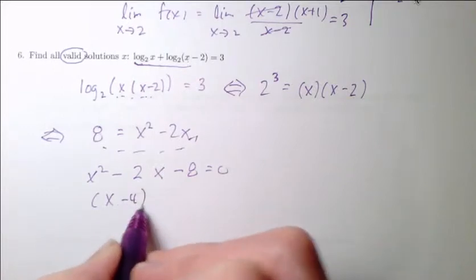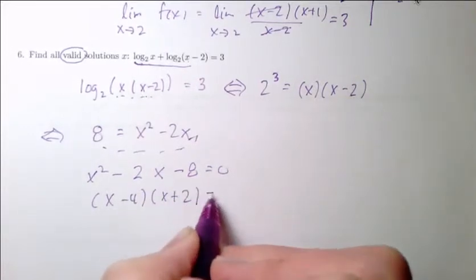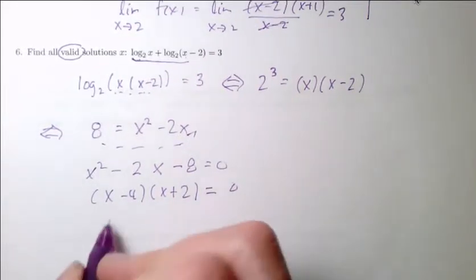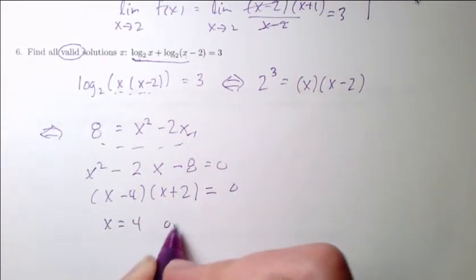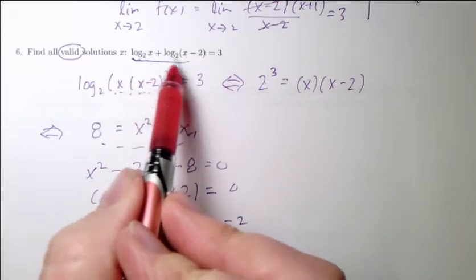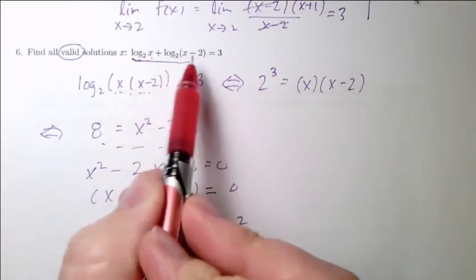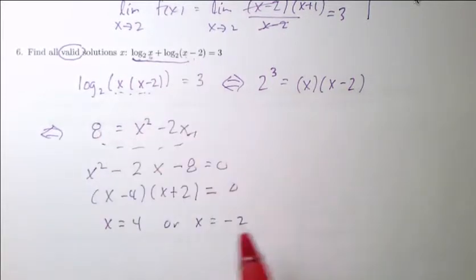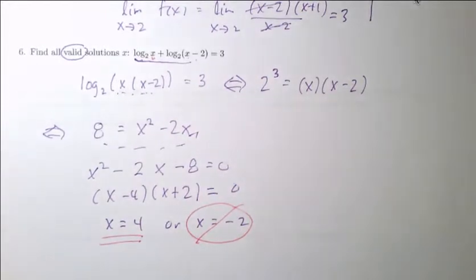Factor. Factor if you can. You could use the quadratic formula if you can't factor. So x equals 4 or x equals minus 2. But if you're solving an equation with logarithms, check your answers. If I plug in x equals 4, I have no problem here. It fits just fine. But x equals minus 2, I'm trying to take the log of a negative number, so we have to get rid of that solution. The only solution is x equals 4.